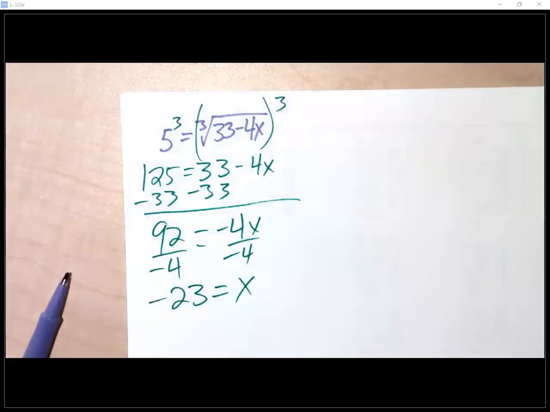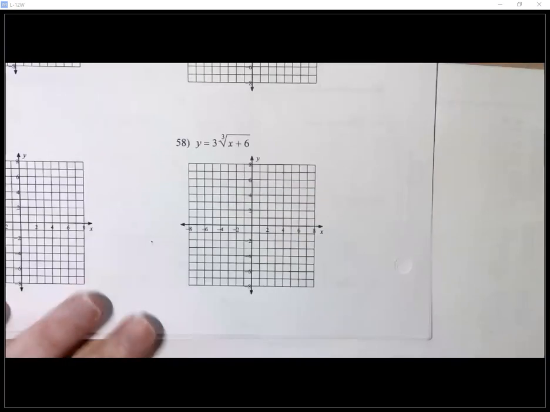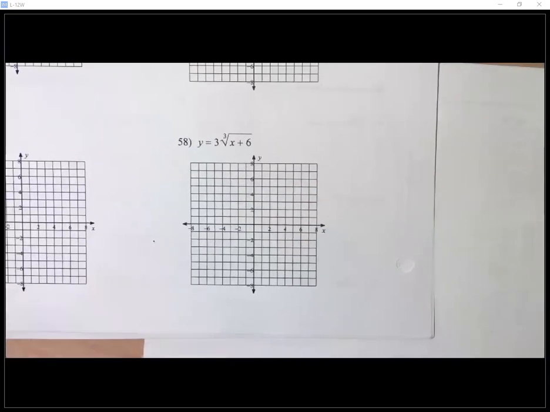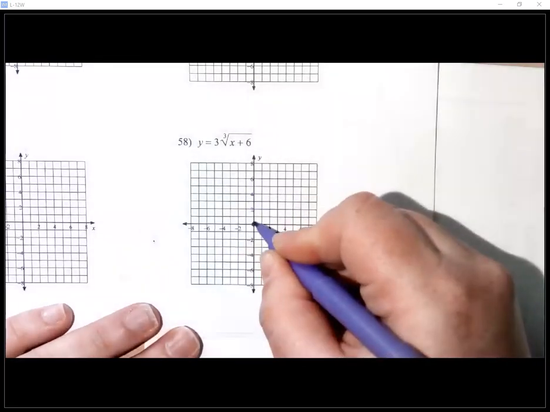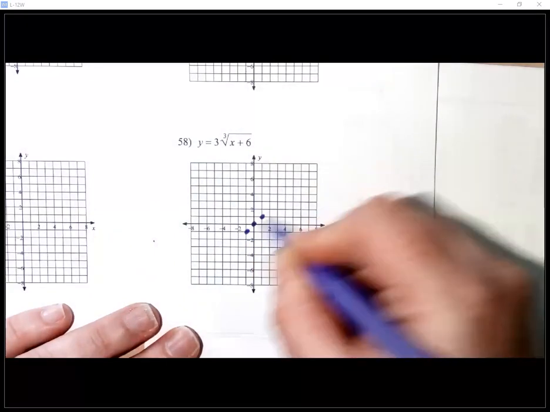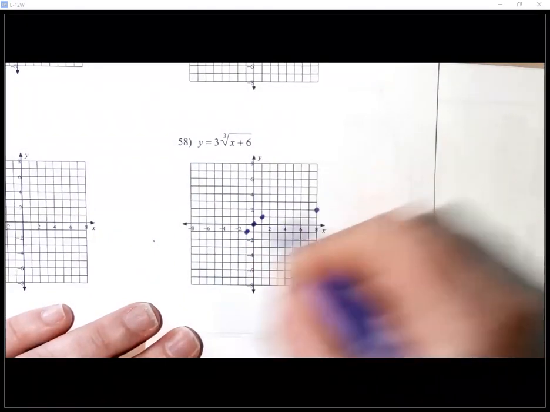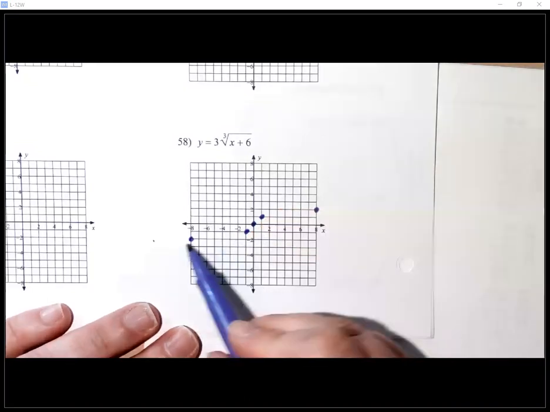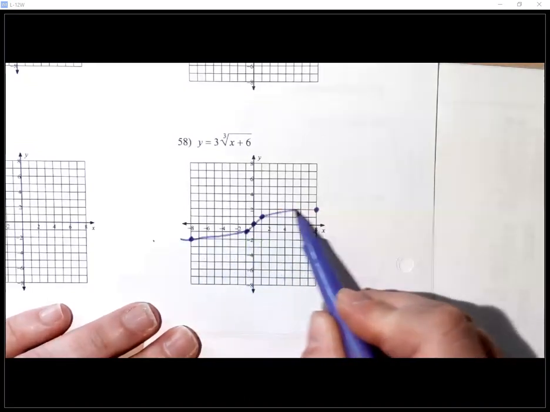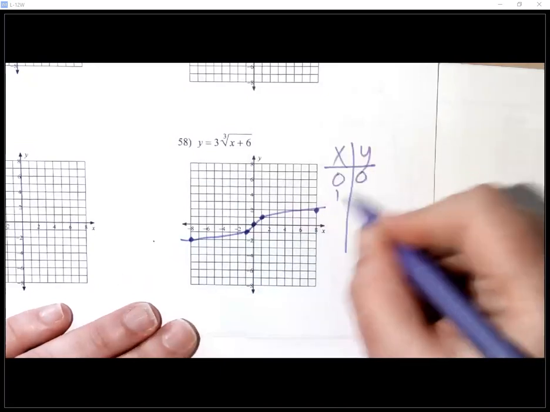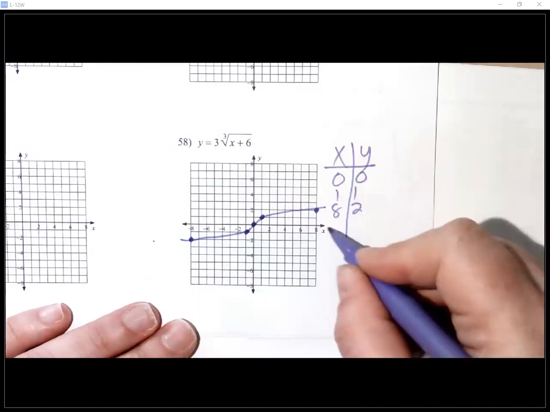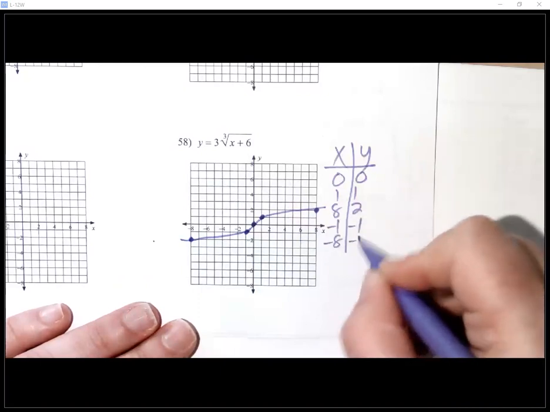So which of these 4 graphs do you want me to do? 50. I figured. Okay, so if you were going to do something like 58. First of all, it's a cube root. Let's start with the parent function. 8, 2, 8, negative 2. There's the original, the parent function. If it helps you to make that little chart. 0, 0, 1, 1, 8, 2, negative 1, negative 1, negative 8, negative 2.